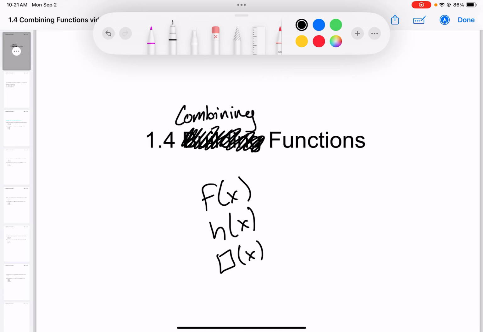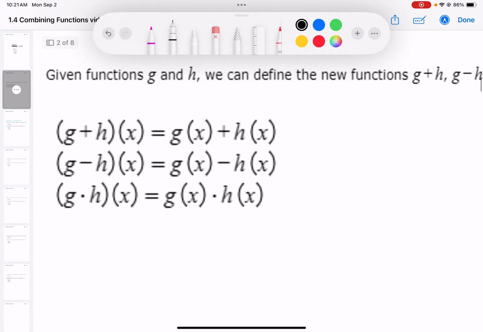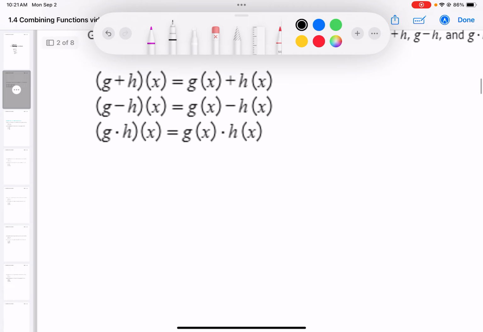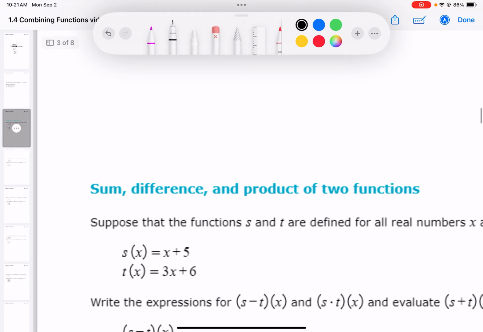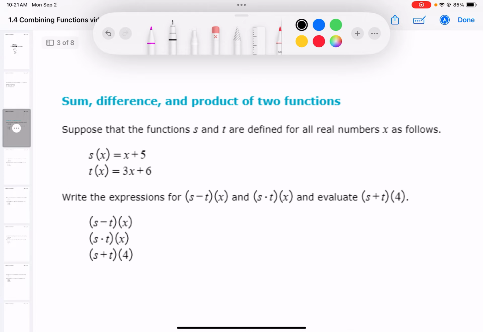It's not too bad. Okay, so here are our mathematical definitions. We can define these new functions, g and h: g plus h, g minus h, g times h as the following. As you see this, all we're doing is we can separate the two and add them together, combine like terms, or multiply, and we'll go from there.